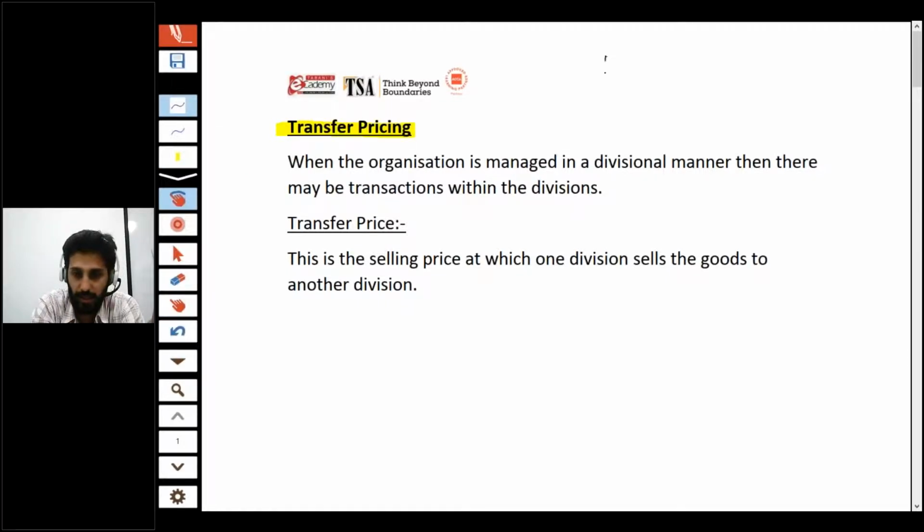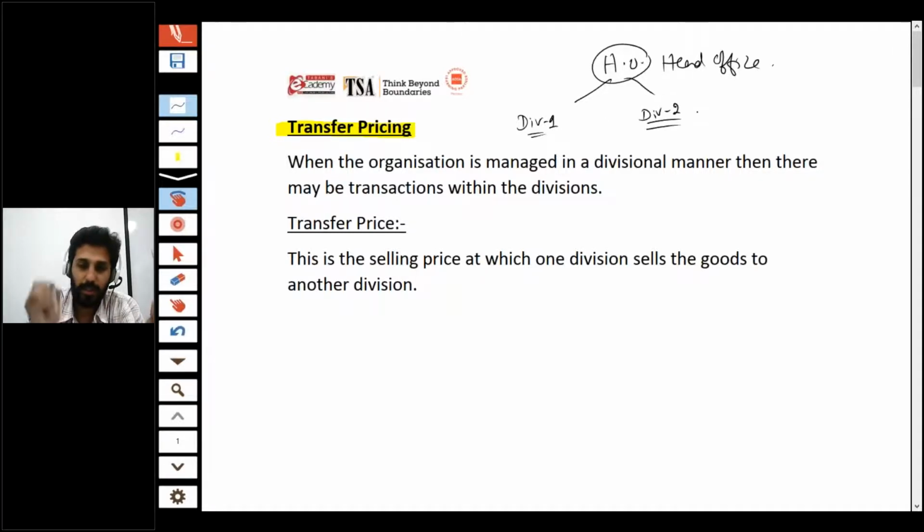Let's say this is the HO, I mean head office. There are two divisions, that is division 1 and division 2. These are two divisions under the head office. They both are required to report to the head office, right? And let's say, for example, that division 2 needs the raw material, or the component or the product, which is being produced by division 1.